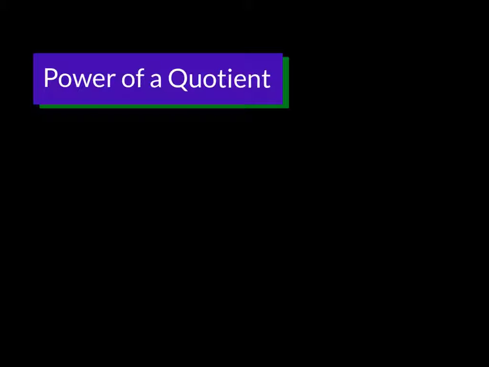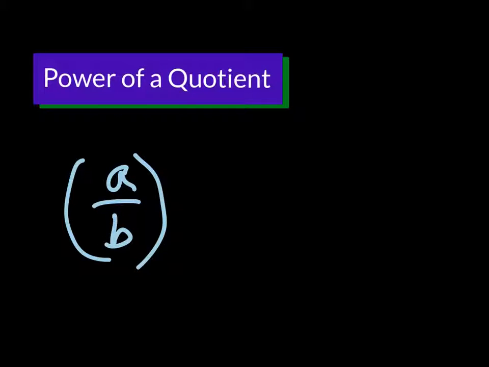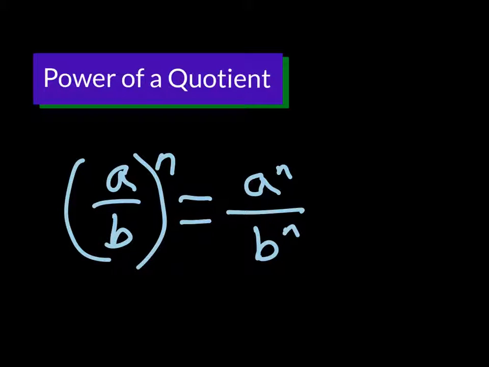Now, what the power of a quotient rule says is that when you have a quotient like a over b inside parentheses, and a power outside the parentheses, then the power applies equally to each part of the quotient. So, for example, here we have a over b to the n. That is the same as a to the power of n over b to the power of n.